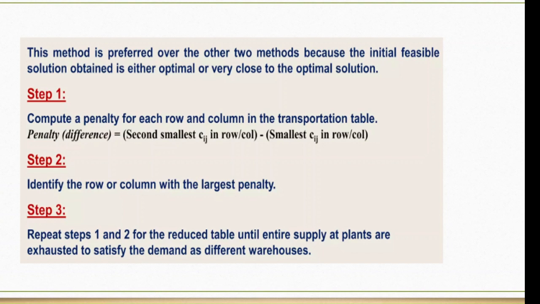Step 1. Compute the penalty for each row and column in the transportation table. So how can we calculate the penalty? Penalty is basically the difference between the smallest and the second smallest cost in the rows and in the columns. So we have to calculate the penalties for every row and for every column. Step 2 is identify the row or the column with the largest penalty. So that particular row or column will be taken as the first cell. We have to repeat this until we get all the allocations that are required for us.